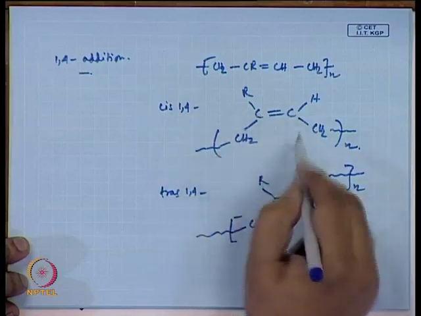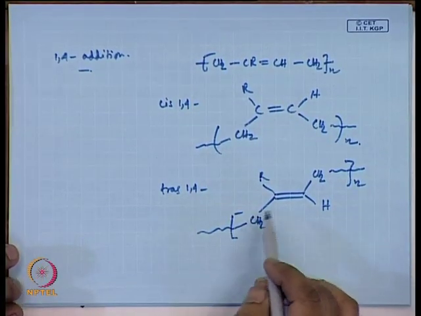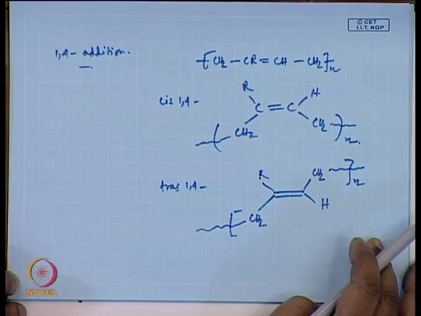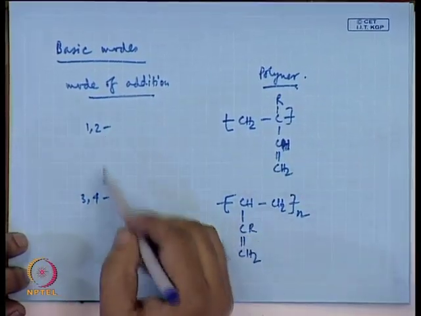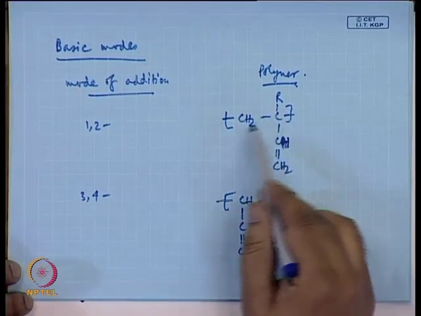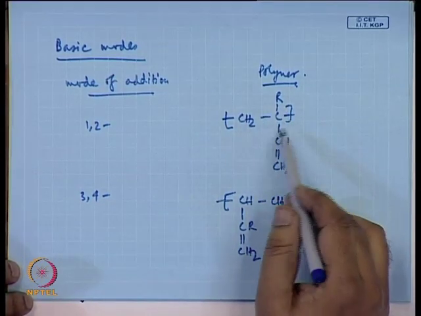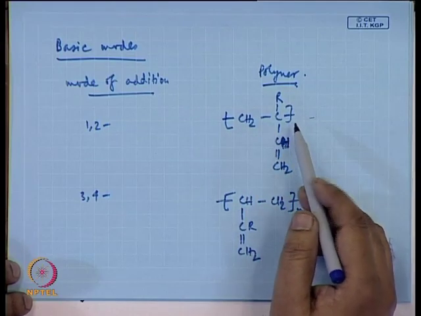This is a cis 1,4 addition, this is a trans 1,4 addition. Now, in the case of 1,2 and 3,4 addition, each polymer chain also can have 3 possible tacticities.